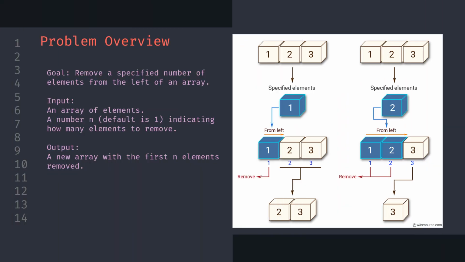The problem here is simple. We want to remove a specified number of elements from the start of an array. For example, given the array 1, 2, and 3, and where n is equal to 1, we remove the first element, resulting in 2 and 3. If n exceeds the array length, the output will be an empty array.